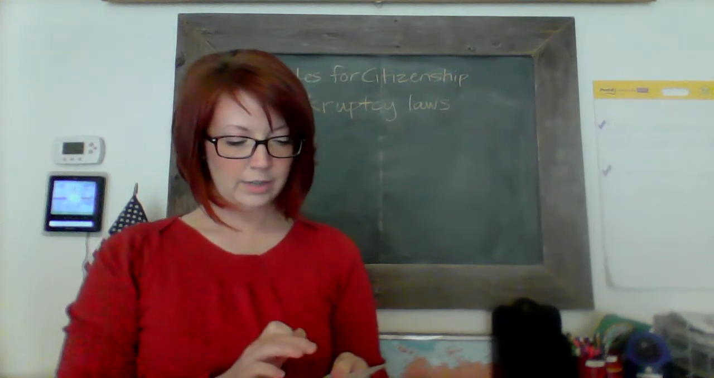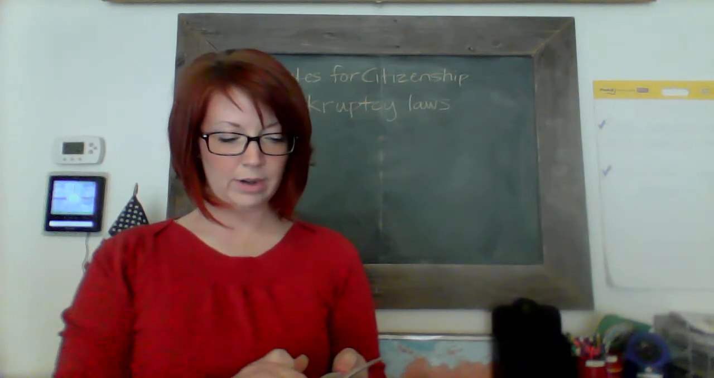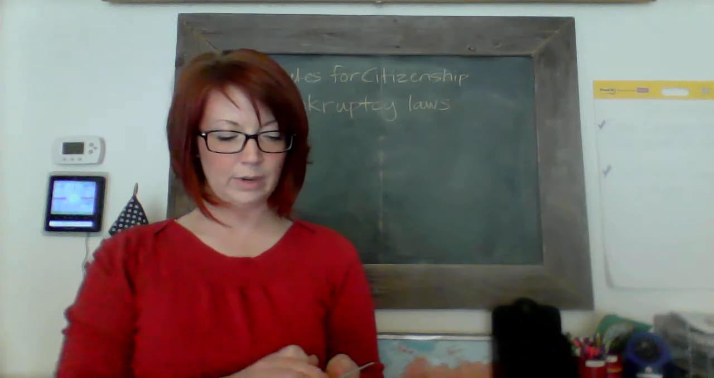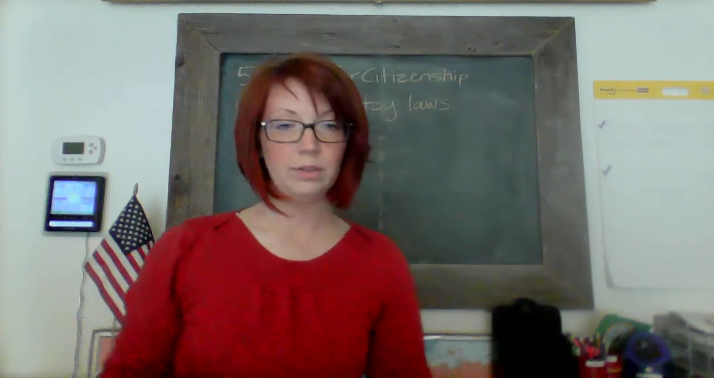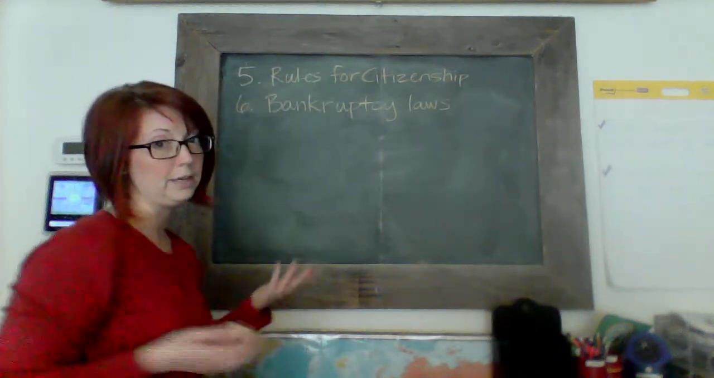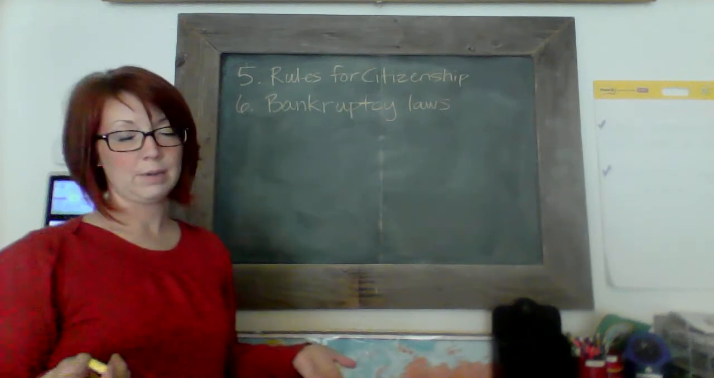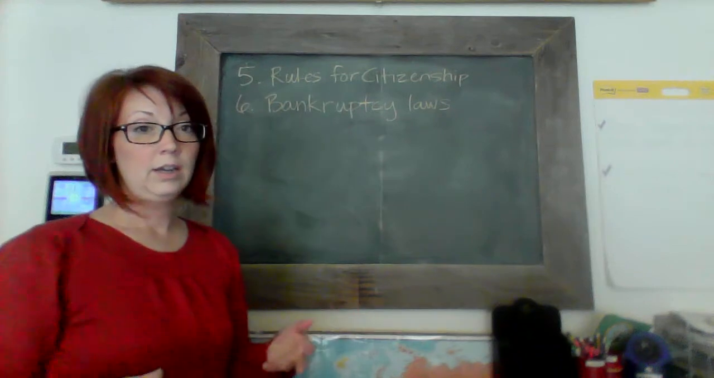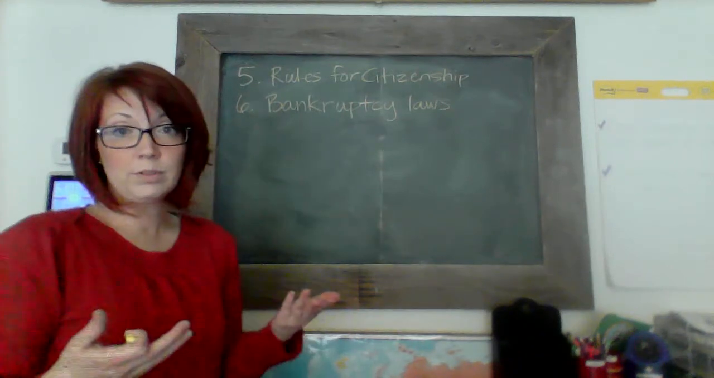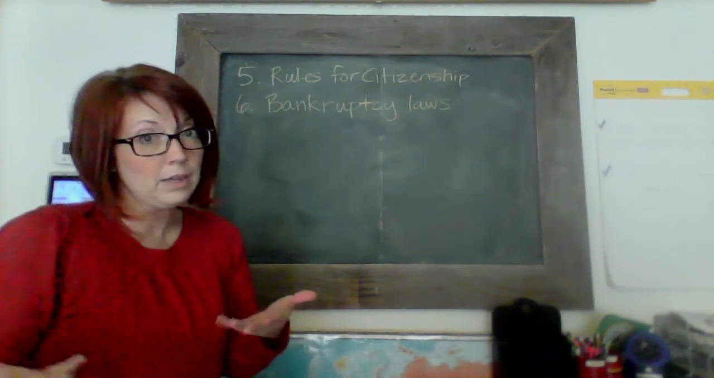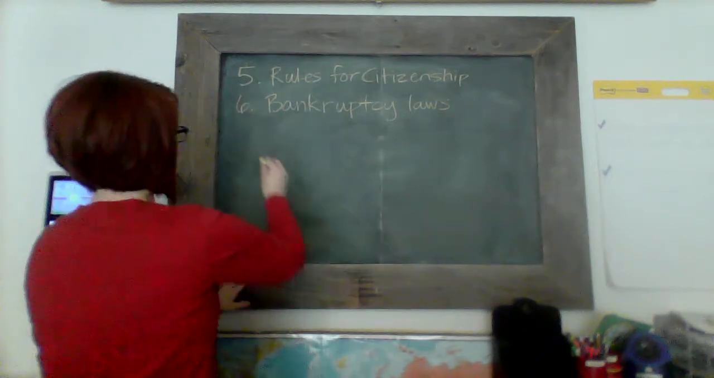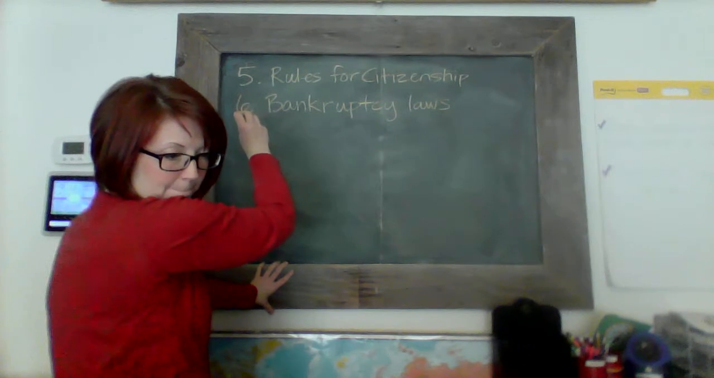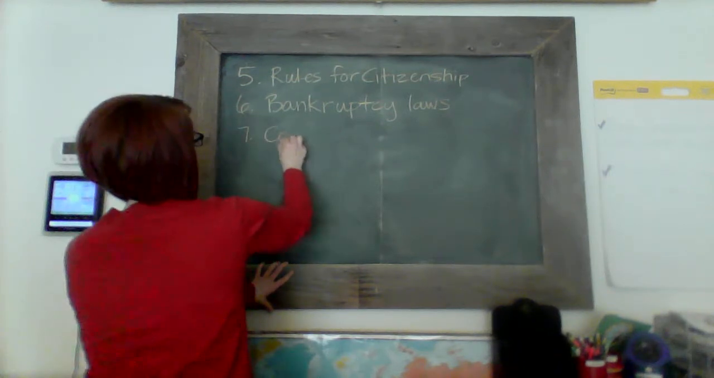Our next one is the power to coin money, regulate the value thereof, and of foreign coin, and fix the standard of weights and measures. So they have the power to coin, meaning make, and regulate money. How much is out in circulation? What are the rules for the money? Who can make the money? Everything. Okay. So rules for coin and regulate money. Let's write it that way.